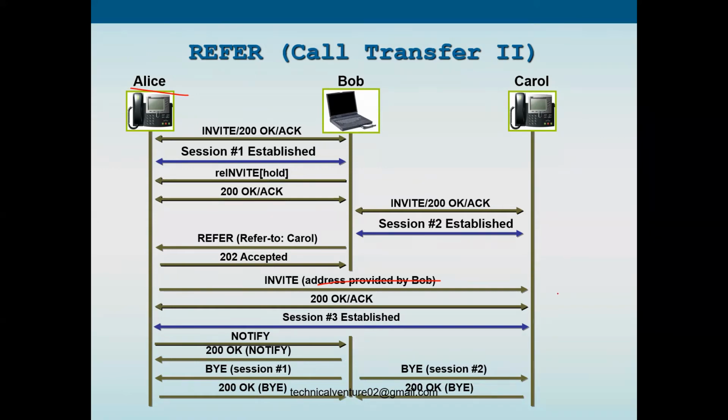Once Bob receives the NOTIFY, Bob will send a BYE to both parties. So Bob is disconnecting. Bob sends BYE for session 1 to Alice, and BYE for session 2 to Carol, and then there will be a 200 OK for BYE from Alice to Bob, and a 200 OK for BYE from Carol to Bob as well. So Bob is disconnected from that call.